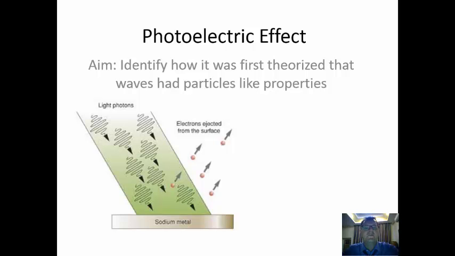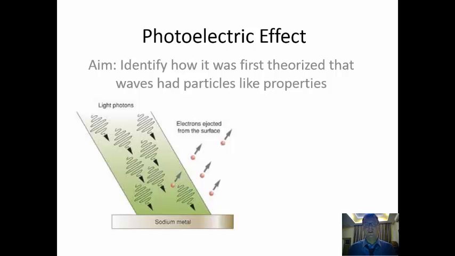Hello, today I'm going to talk about the photoelectric effect and identify how it was first theorized that waves had particle-like properties. So, what is the photoelectric effect? The photoelectric effect is one of the three methods for extracting electrons from a metal surface.